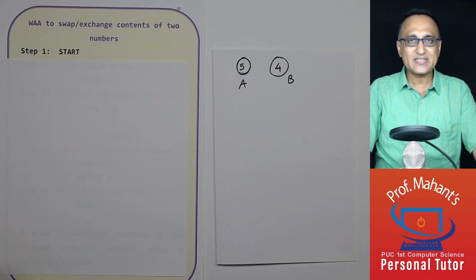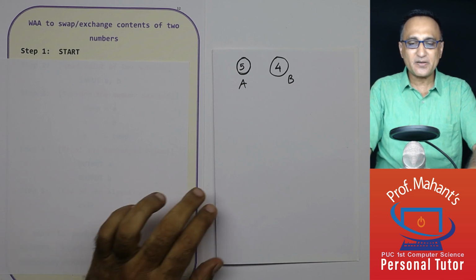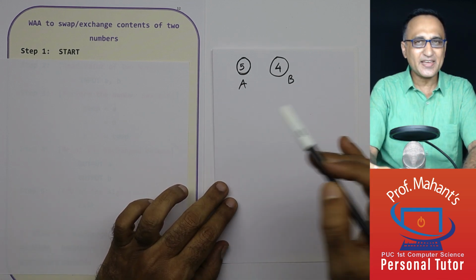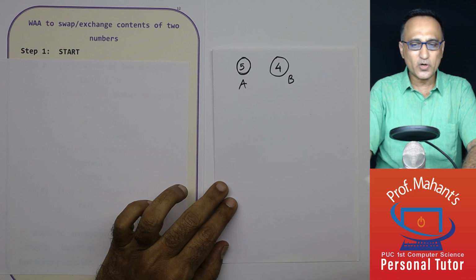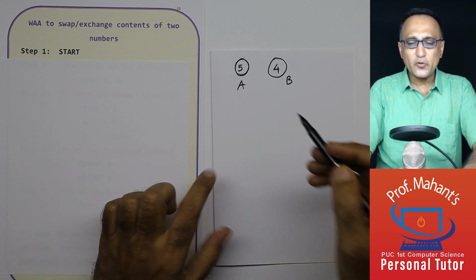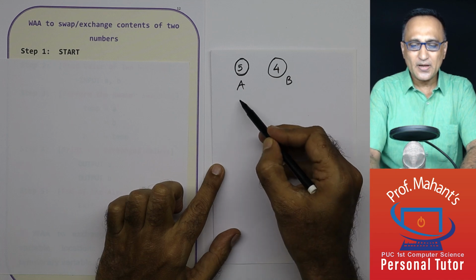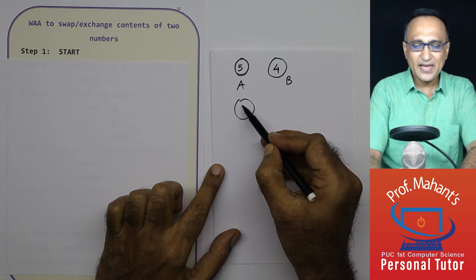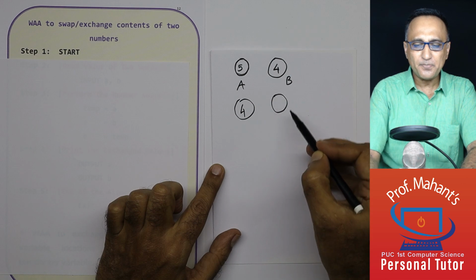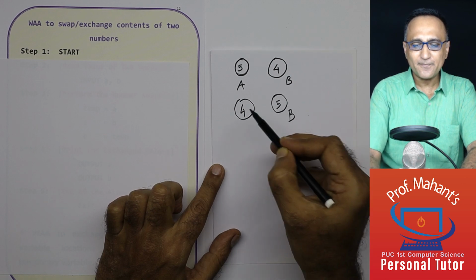Let us now discuss how we exchange the values stored in two memory locations represented by two variables a, b, x, y, m, n, whatever it is. So what I need to do is, if a contains 5 and b contains 4, I need to see that a will have 4 and b will contain 5.